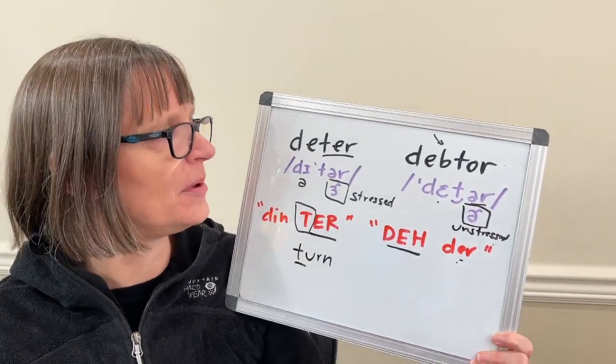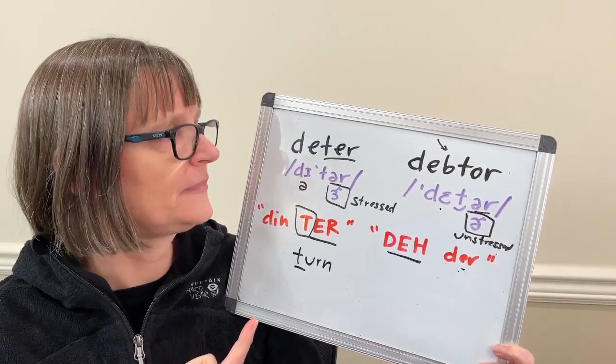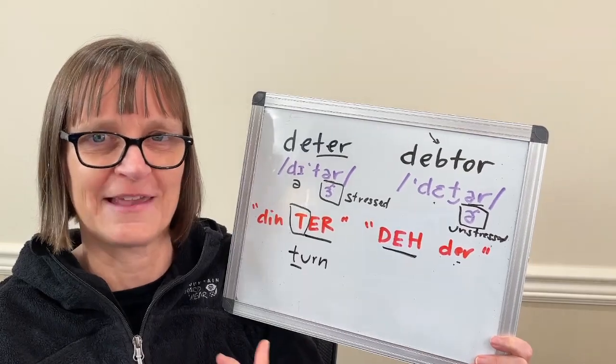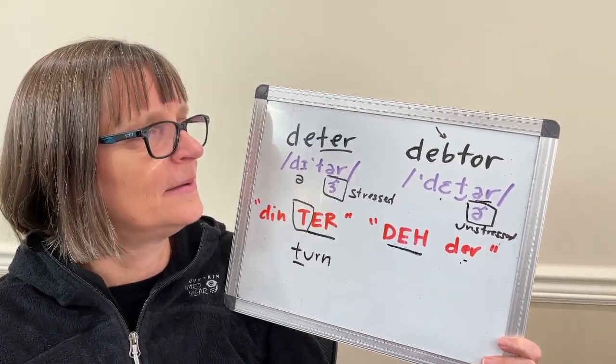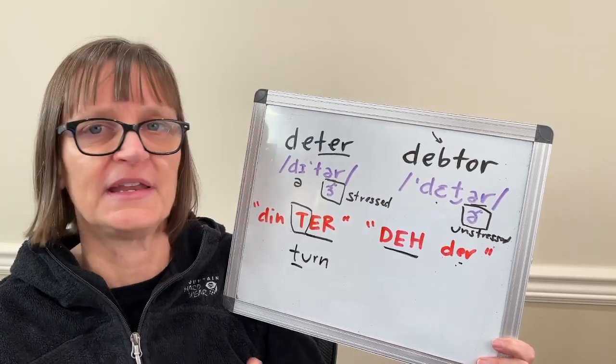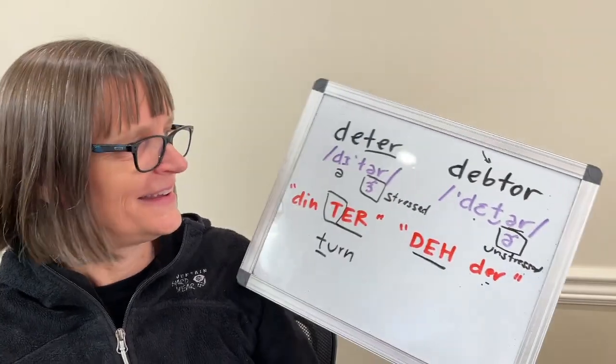So, for example, the bad news did not deter him. She wasn't deterred from her mission of making things better. The debtor paid off his debts. We have many debtors, homeowners who are debtors.